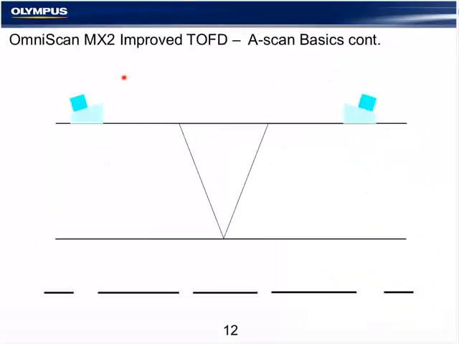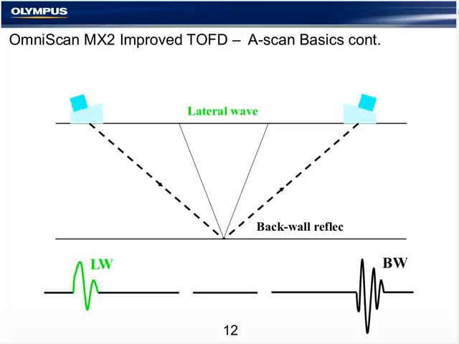So the A-scan basics require a transmitter probe and a receiver probe in a pitch-catch configuration. The signal traveling on the surface, or directly between the two exit points, is called the lateral wave, and notice it has a positive, negative, positive phase. The next signal that arrives on our A-scan in a weld with no flaws would be the back wall. And again, notice the phase inversion: it is out of phase with the lateral wave, with negative, positive, negative.